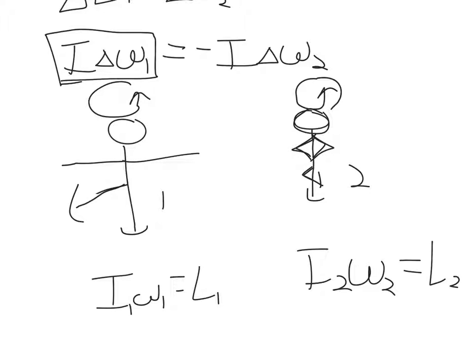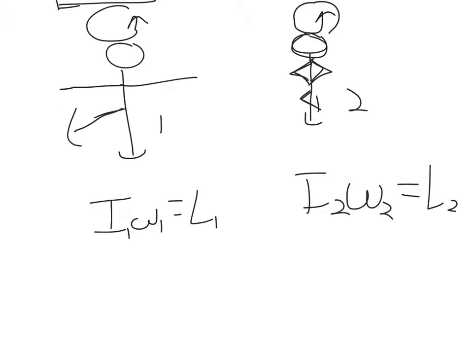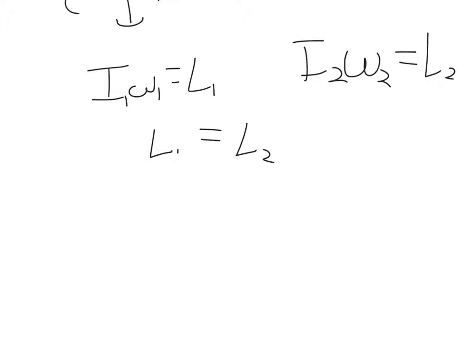But as long as this is a closed, isolated system, he's not losing any momentum. He's just tucking his arms in, right? He's not pushing off the ground or something and causing an extra torque on himself. So without a net torque on this system, the angular momentum should be a constant. So I should be able to set the angular momentum from the first position equal to the angular momentum of the second position. And if I do that, I should have I1 omega 1 equal to I2 omega 2.